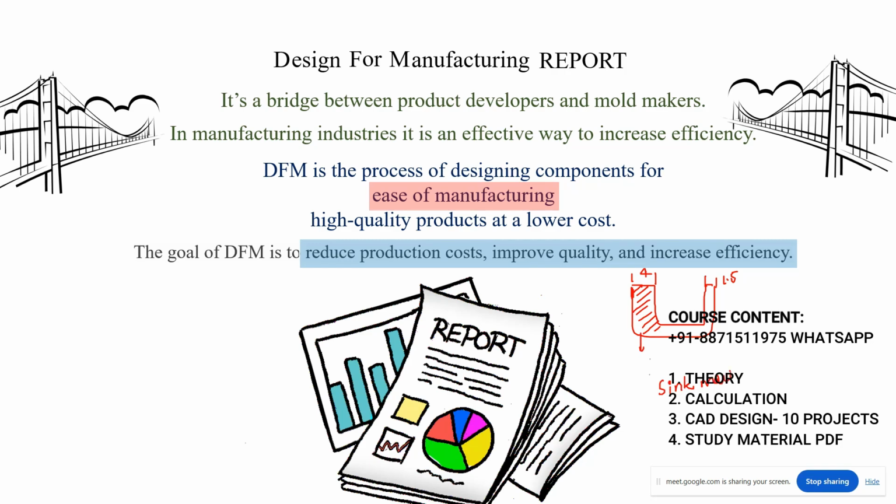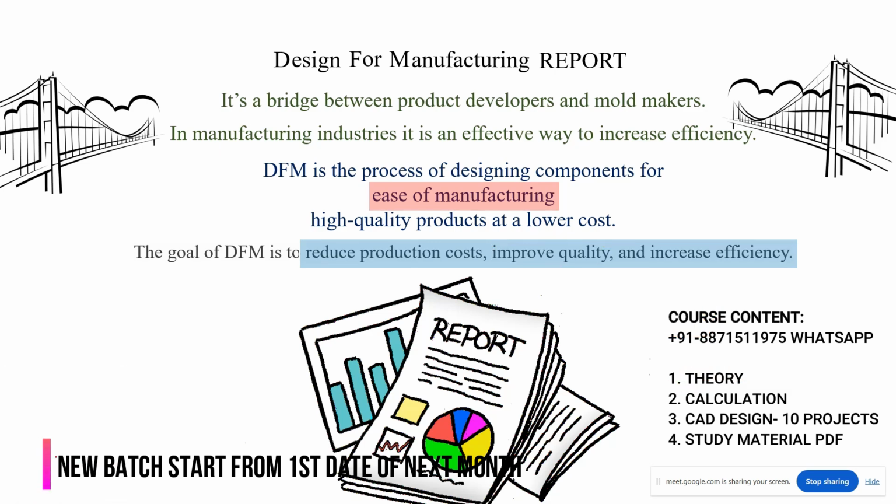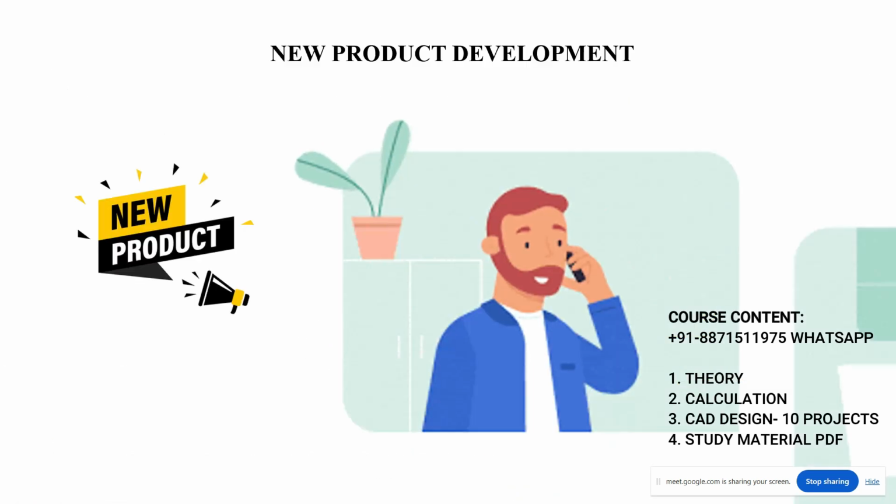Sink mark can be produced, right or wrong? Or unwanted warpage. If we do not require this non-uniform wall thickness, we will make the wall thickness uniform, right or wrong? Yes, sir. Right? So by this we can improve the quality of the product.